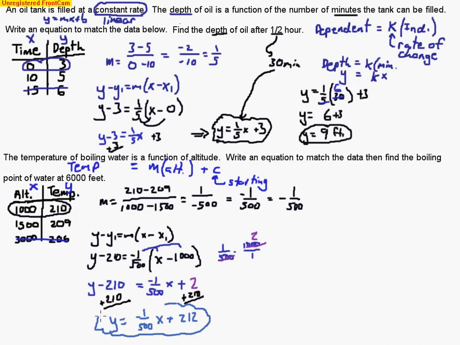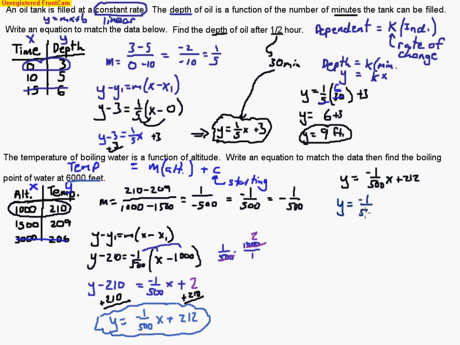But now they wanted us to figure out, well, what happens when we are 6,000 feet up? Well, what we're going to end up having to do is substitute. So let's just rewrite our equation over here. We've got y equals negative 1 over 500 x plus 212. So we're going to take this 6,000, put that in place of x, because it's altitude, 6,000 feet. And that's an input that goes here. It's the independent variable because it doesn't depend on anything, but the temperature of the water does depend on the altitude. So that's why y is by itself here.